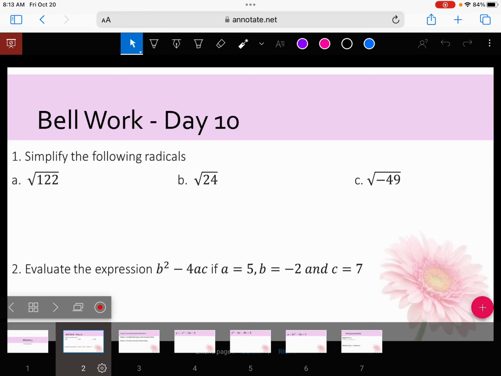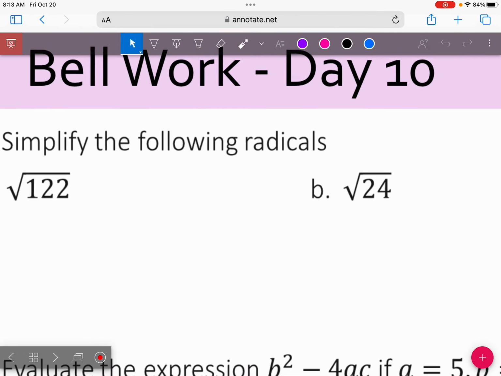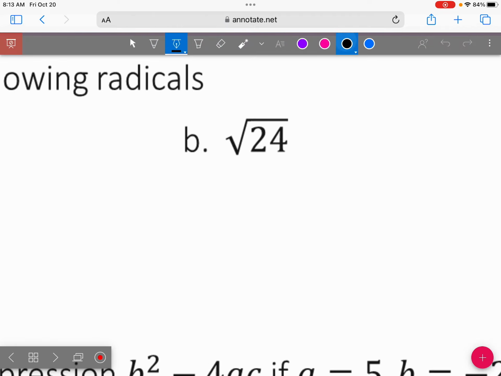So we're going to simplify these radicals. The way we're doing that is we're looking for perfect squares that are inside the number underneath. So if we look at, I'm going to start with B just because it's less annoying, 24. I could write this as 4 times 6 because 24 is the same thing as 4 times 6, right?